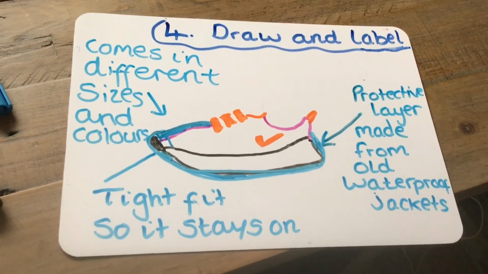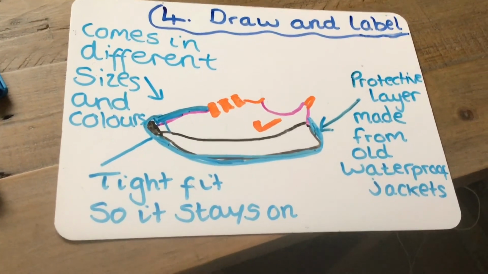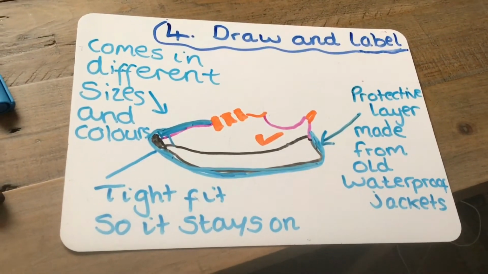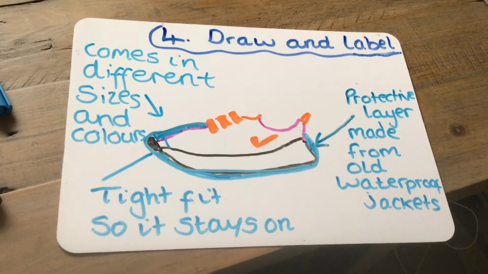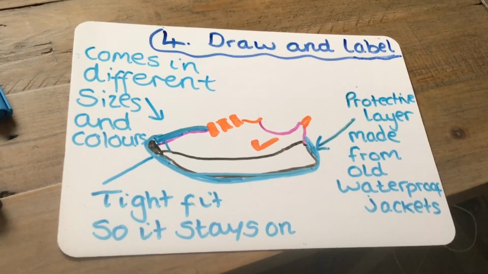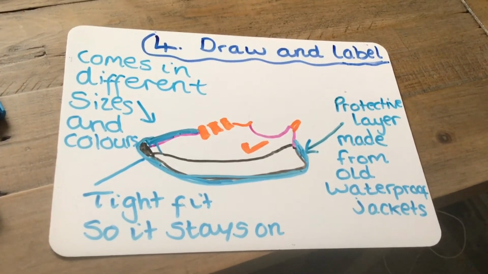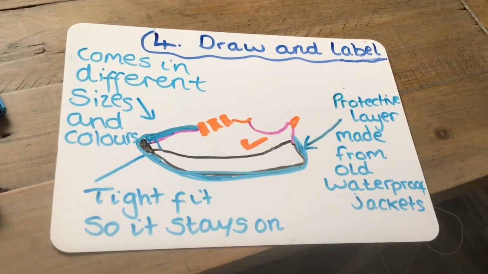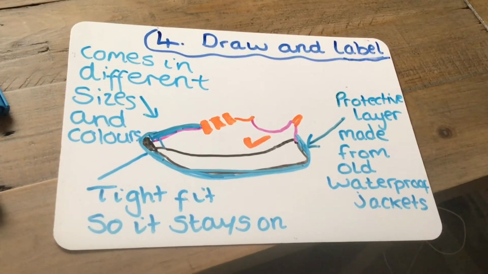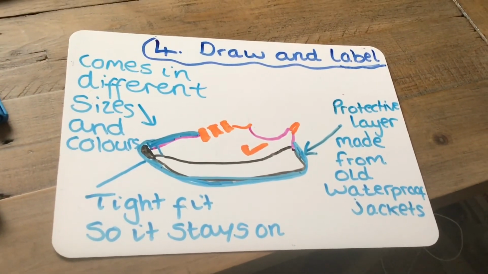So step 4 is to draw and label your invention. So I have, as we know, Miss Taylor is not the best artist, unfortunately, but I've given it a go. It's not about the drawing. It's about the idea and about your creativity. So I have attempted drawing my trainer, and I have shown with the blue that there's a protective layer which is waterproof, and it's a tight fit so that it stays on. Comes in different sizes and colours, so you can just put it on, wrap it around your trainer, and take it off when you don't need it.